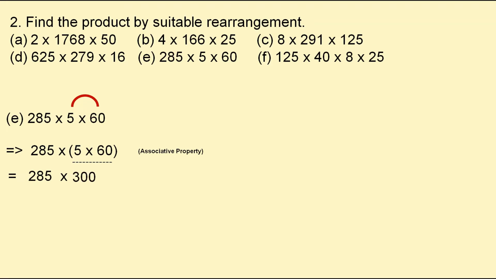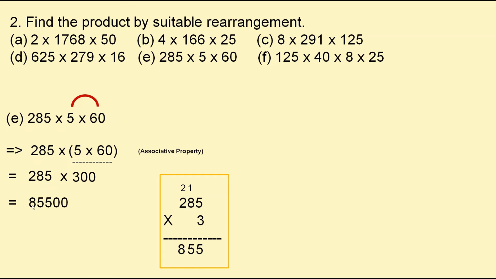Okay, so 3 5s are 15, so 1 is on carry. 8 3s are 24 plus 1 is 25, so 2 is on carry. 3 2s are 6 plus 2 is 8. So here we multiplied this 285 into 3. Now we have to write this number with these two zeros. Okay, so the final answer of this question is 85,500. Okay, now let's move to the F, that is 125 into 40 into 8 into 25.